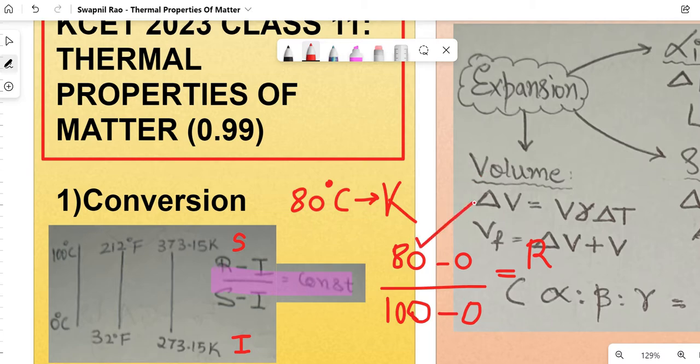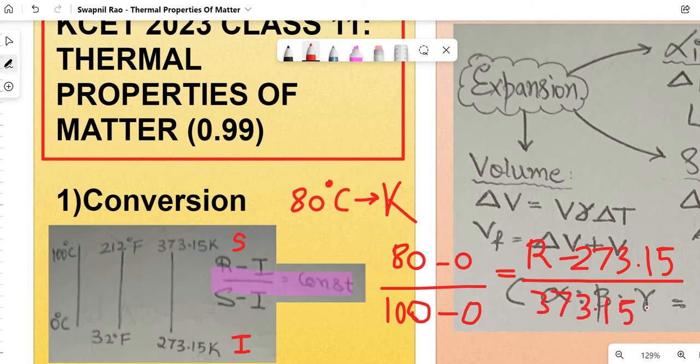Once you're equating this side, it should be given, or here it should be the one which is asked, minus, as you can see, ice point over here would be 273.15. Obviously you can avoid the decimal in case of MCQs, because you can easily figure out the nearest value. And S minus I over here would be, S would be 373.15 as steam point, minus ice point, which is basically 273.15. So while you solve this, you'll be able to find the value of R, and that's the application of the formula.